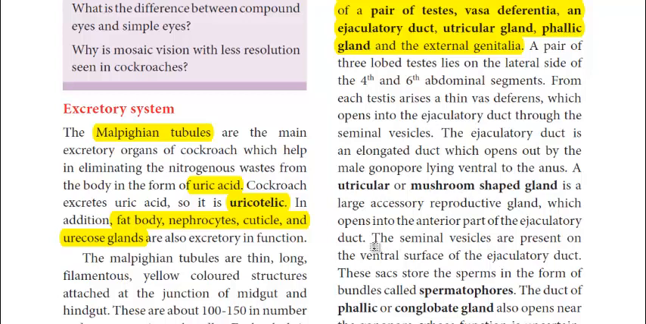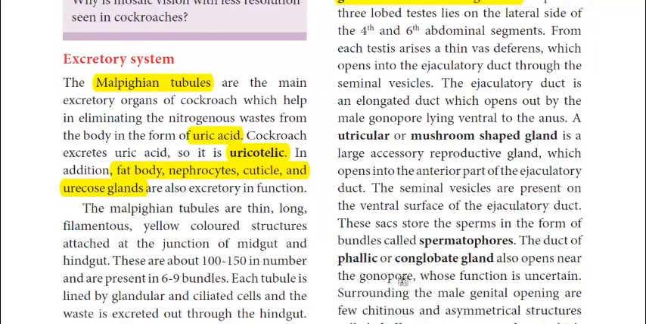Seminal vesicles are present on the ventral surface of the ejaculatory duct, and these sacs store the sperms in the form of bundles called spermatophores. So the produced sperms are stored in a sac. The phallic or conglobate gland also opens near the gonopore, whose function is uncertain. We cannot predict the main function of this gland, so it is mentioned as uncertain.